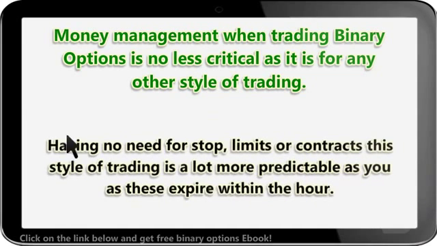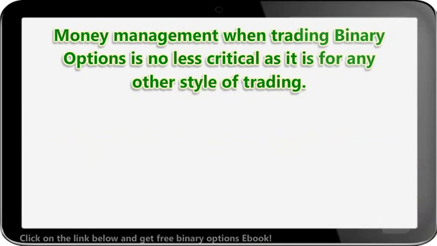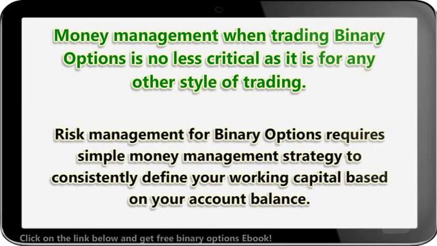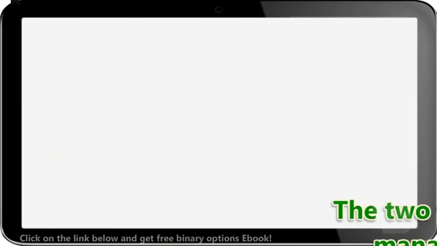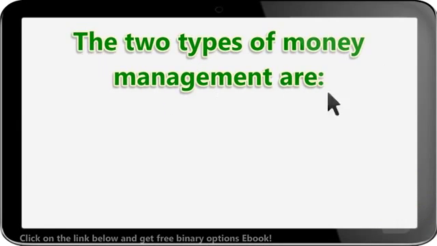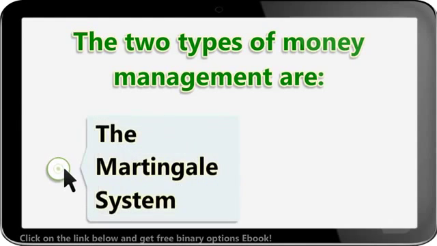Having no need for stops, limits or contracts, this style of trading is a lot more predictable, as these expire within the hour. Risk management for binary options requires a simple money management strategy to consistently define your working capital based on your account balance. The two types of money management are the martingale system and the non-martingale system.